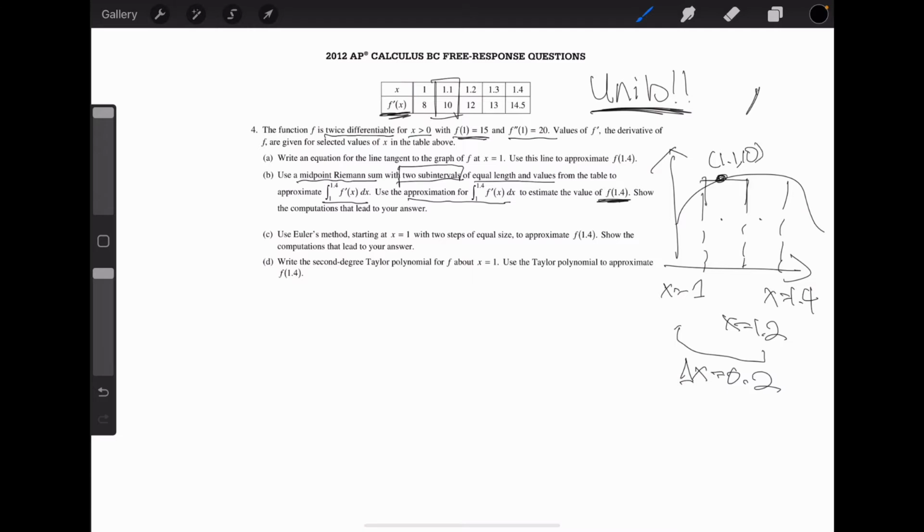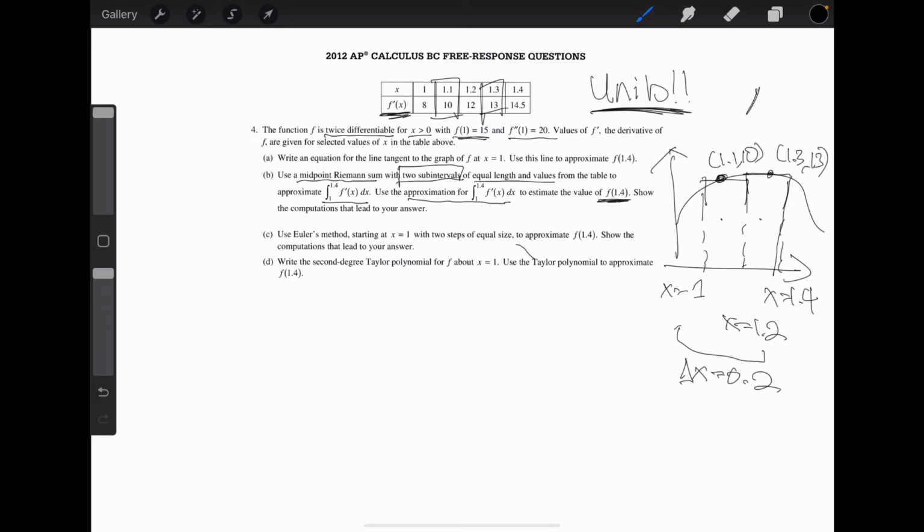Now we can do the same thing for the other rectangle. So the midpoint between 1.2 and 1.4 is 1.3. So that's the midpoint x value, and then we can use that to find the y value, which is 13, and thus have another rectangle, which is 1.3, comma 13, and that's the second point, or the height. Now, using this, we can approximate the integral.